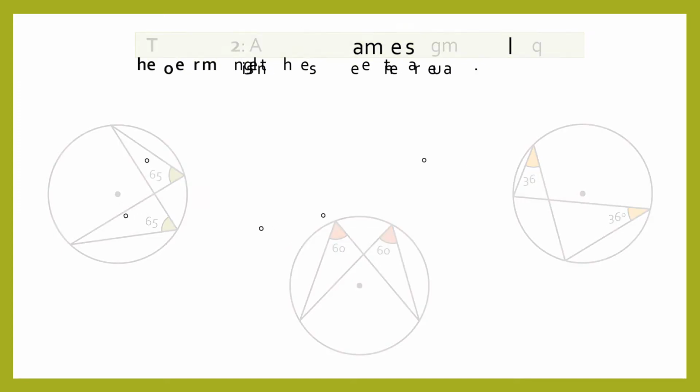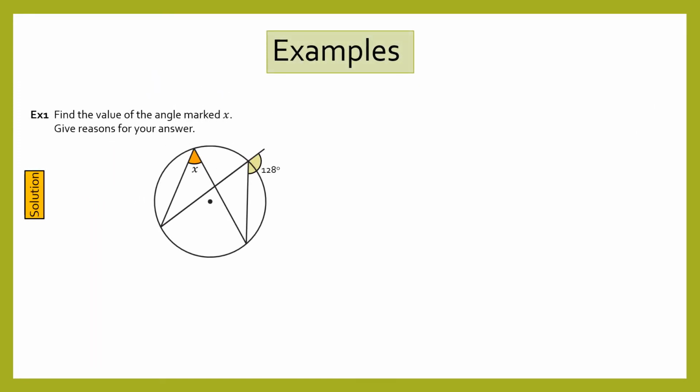Now here are some examples for you to try. Find the value of angle marked x. Give reasons for your answer. Remember, with each and every solution you are going to do for this question, you have to give the reason for your answer. So for example, I have been given the straight line and one side is 128.